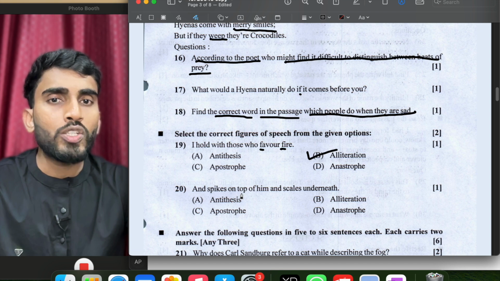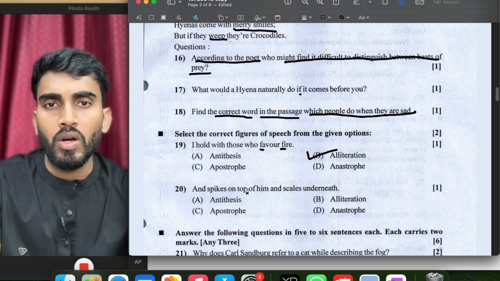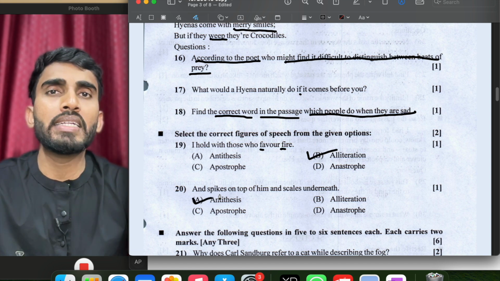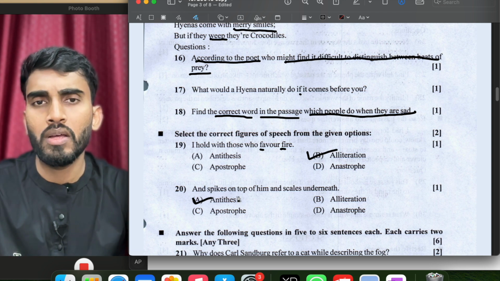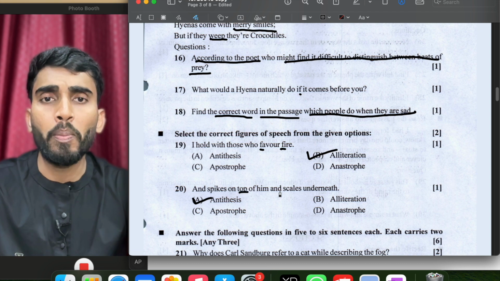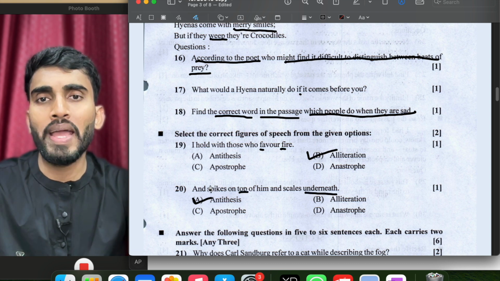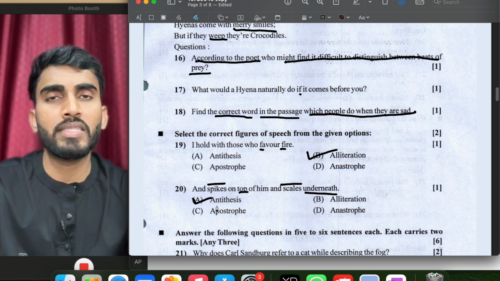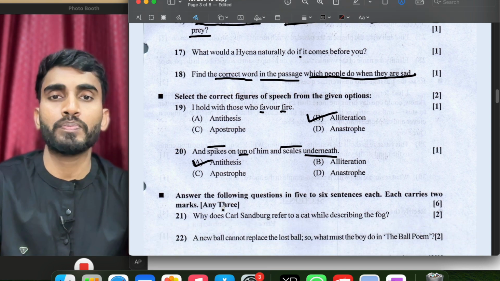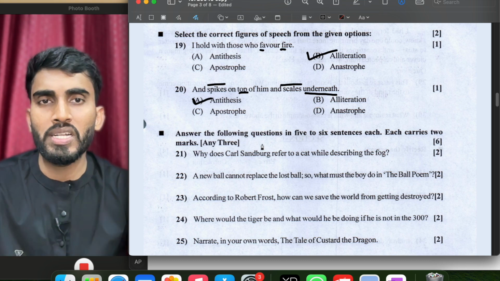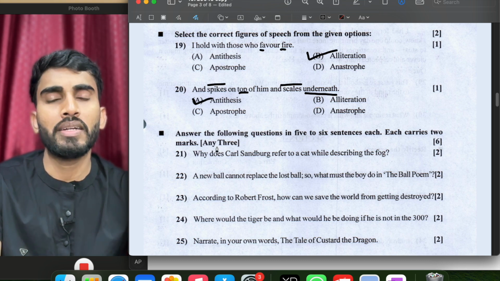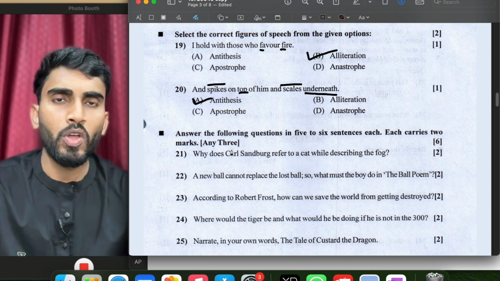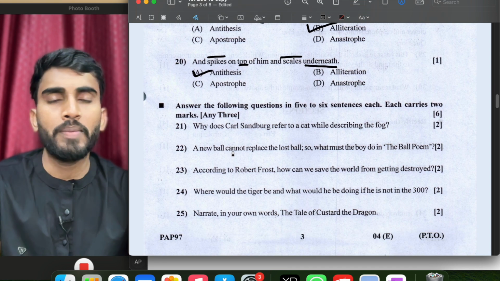Next is: and spikes on top of him and scales underneath. Here it is antithesis, because opposite words are used. Words which have opposite meanings are used, like top and underneath. Also spikes and scales, these two also have opposite characteristics. Hence the figure of speech used here is antithesis. Again, you are going to have question-answers, 5 to 6 sentences each, any three you have to write. These are going to be from the poems of your First Flight.